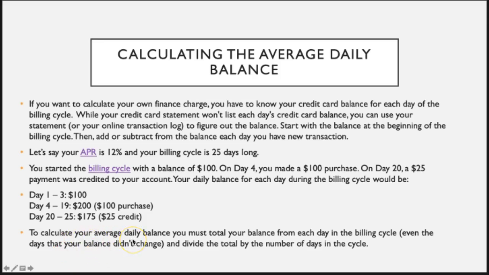Then to calculate your average daily balance, you total your balance from each day in the billing cycle, even the days that your balance didn't change, and divide by the total number of days in the cycle, which is 25 days. Now let's go ahead and do those calculations to find the average daily balance.